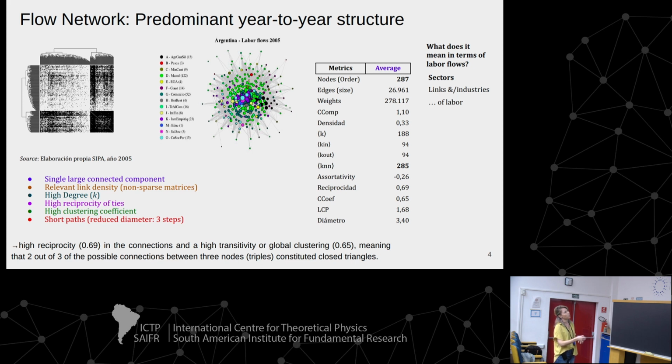Then I showed the standard metrics about this structure: a little less than 300 sectors, and the network is not sparse but quite dense, with each node having an average degree of about 200 with the other sectors. It has a single large connected component. It is quite reciprocal with respect to how many switches go in one direction and how many come back from the sector. It has a very high clustering coefficient and short path lengths. So from this we saw yesterday that it has small-world properties.